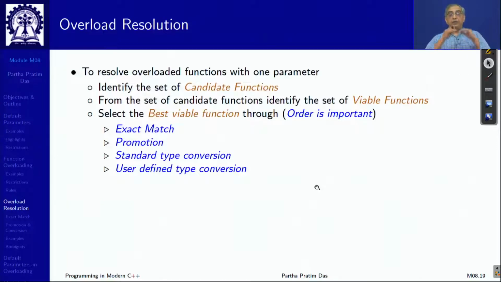Now, overload resolution goes through certain phases. First, you identify a set of candidate functions, then you identify the set of viable functions from the candidate functions, and finally, you choose the best viable function according to this set of steps. What is best: by exact match, if not by promotion, if not by standard type conversion, if not by user defined type conversion. Let us go through that.